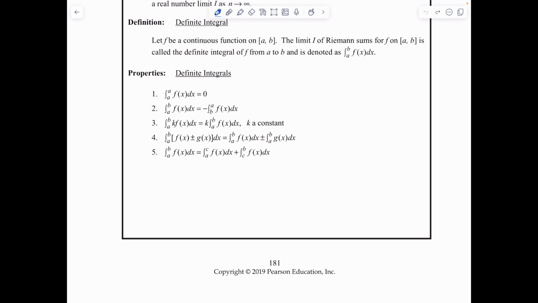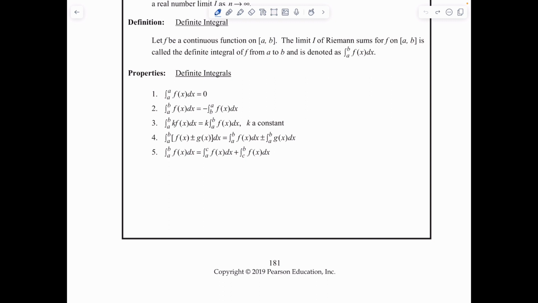Here are our properties that we'll be using today. The integral from a to a, so from the number to itself, is going to be 0. This should make sense because if you're imagining the area under a curve and we are only at one point, we don't have any area. The integral from a to b of our function is the negative of the integral from b to a. And for the integral from a to b of a constant times our function, we can pull that constant out front and then take the integral of our function.